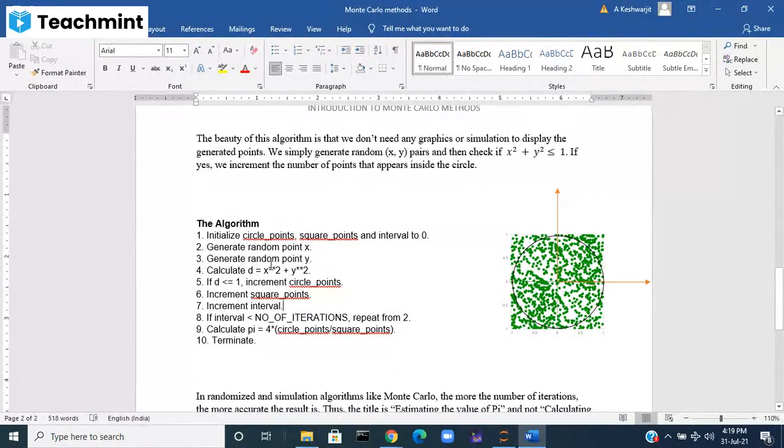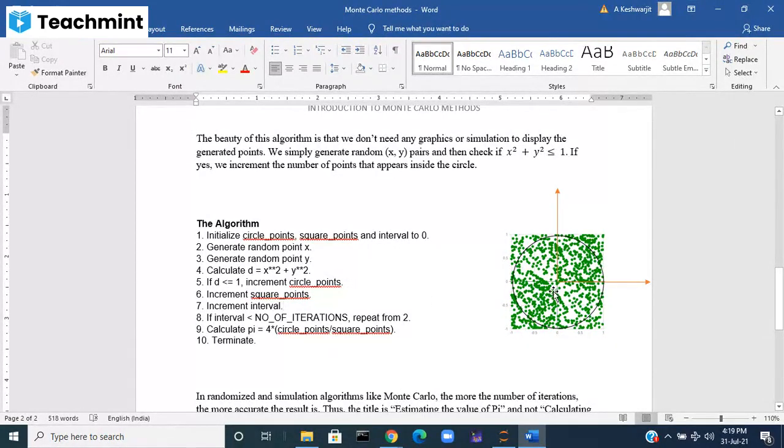We do not take the square root here. So d is actually x square plus y square, and if that value of d is less than or equal to 1, it means the point lies inside the circle. Therefore, we increase the number of points in the circle by 1 unit.